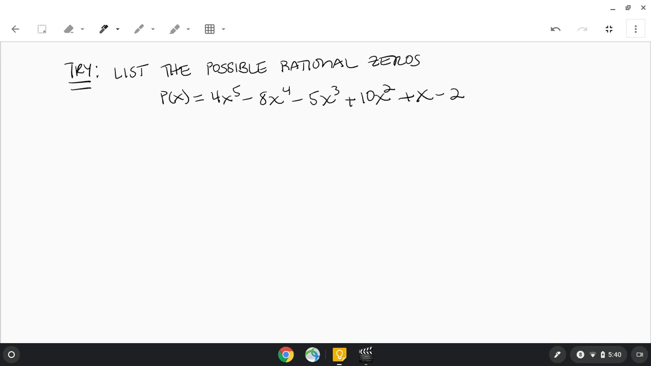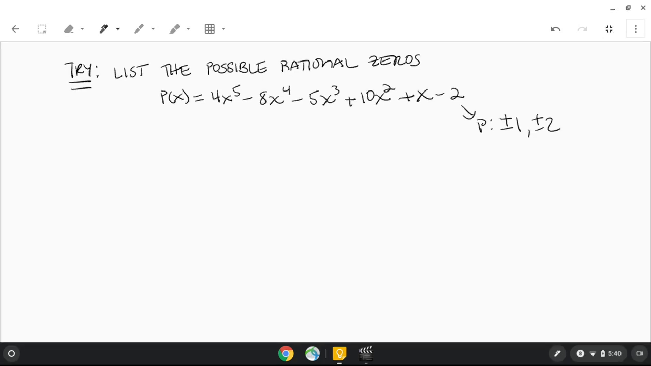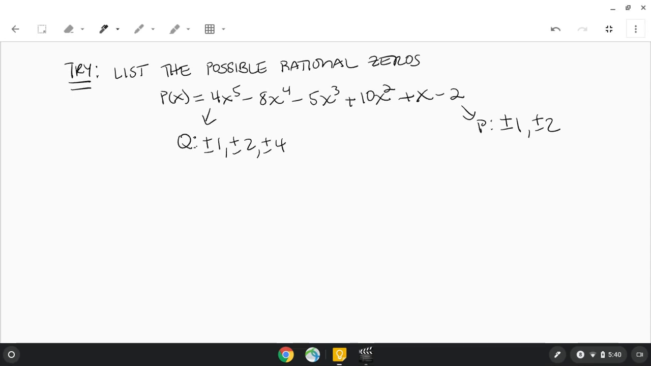All right, so here's your P. So my different P values are going to be plus or minus 1, plus minus 2. Okay. Here's your Q value. So I need the factors of 4. So I need plus minus 1, plus minus 2, plus minus 4. Okay. So my possible P over Q.